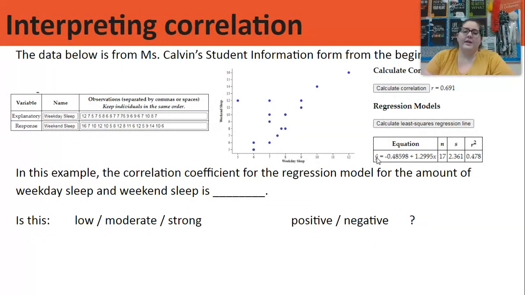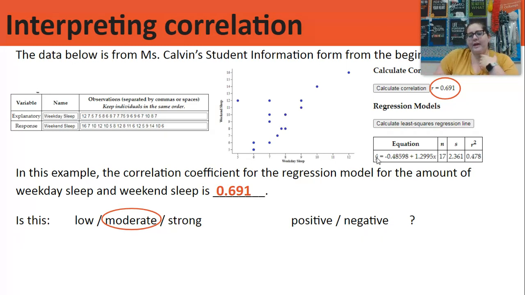We talked a lot about correlation in lesson 4.1, but just to reiterate, our website here gave us the correlation, R. So R equals 0.691. Just as a recap, would that be low, moderate, or strong in terms of strength? We'd probably call that moderate. Remember, 0.8 and above is strong, 0.5 and below is low or weak. So this is kind of in the middle, so we'd probably call it moderate.